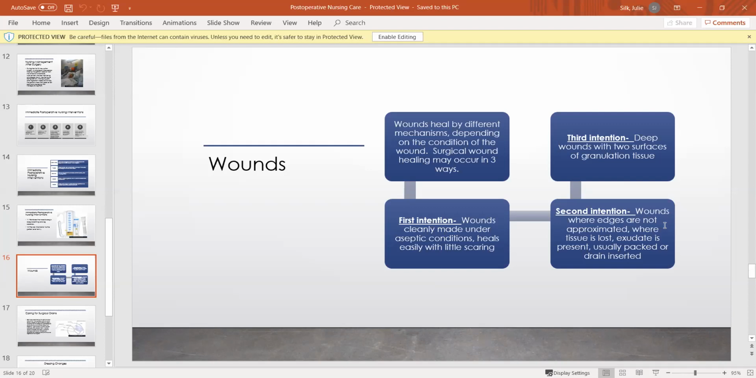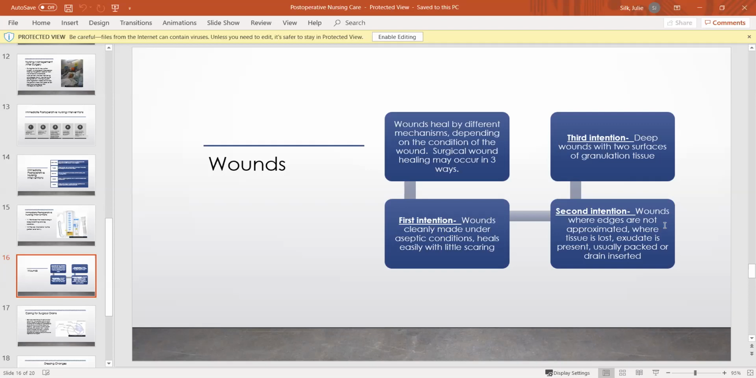When I think of second intention healing, I think of things like a pressure ulcer that they've had forever that is just really deep and open. You know how certain things you can't suture closed anymore because it's just so deep. So it has to heal from the inside out. As it heals by secondary intention, you're going to see granulation tissue form in there, and it's eventually going to close up that way.